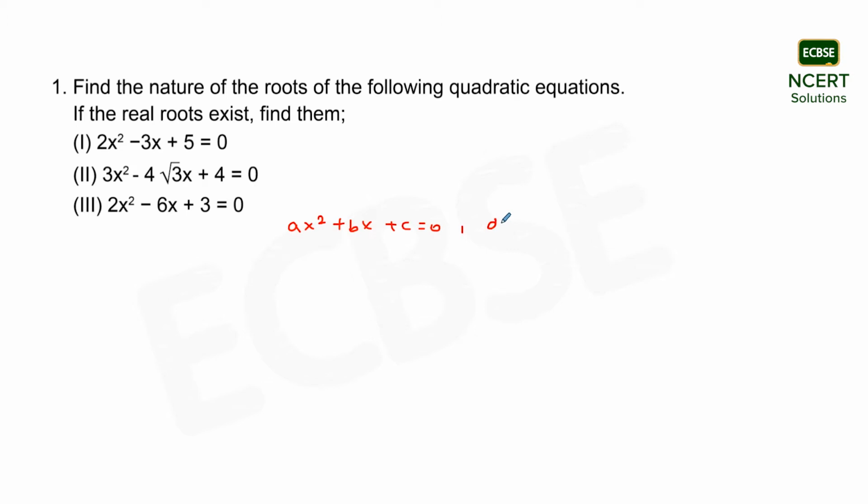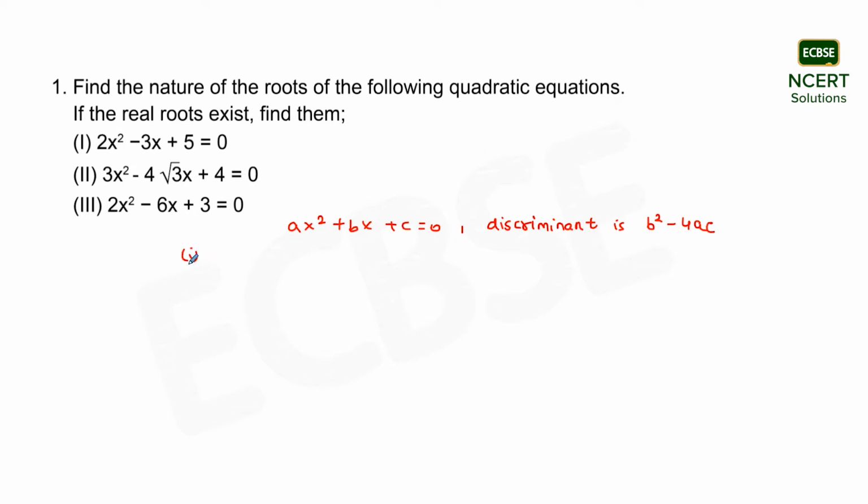From here, we need to find the discriminant of each quadratic equation. And the discriminant of any quadratic equation is equal to b square minus 4ac. That is, if we substitute the values of b, a and c of any quadratic equation in this formula, then the answer which we get is the discriminant of that quadratic equation.